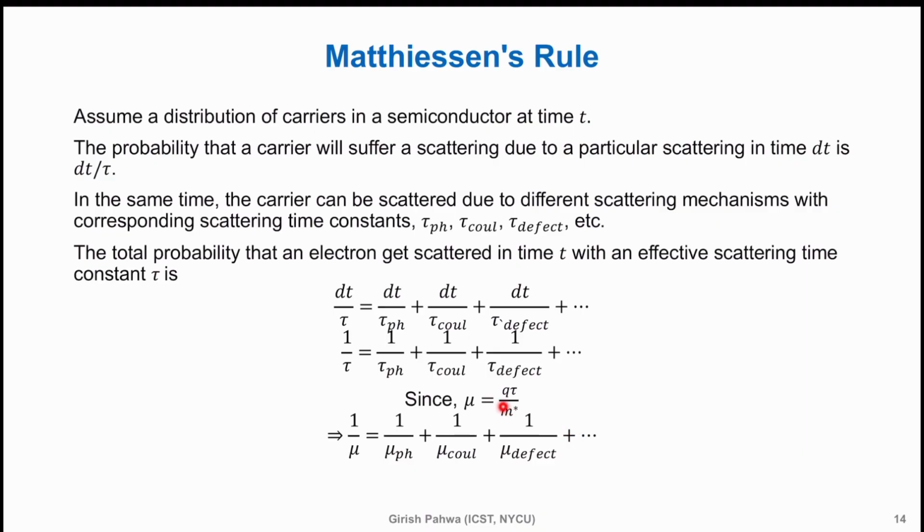You can simply put this formula here. This q and m star will get cancelled on the left and right hand side, and what you get is 1 by mu is equal to 1 by mu 1 plus 1 by mu 2 plus 1 by mu 3 and so on. This is called Matthiessen's rule. Okay? So mobilities add, but they add as 1 by mu 1 plus 1 by mu 2 and so on.